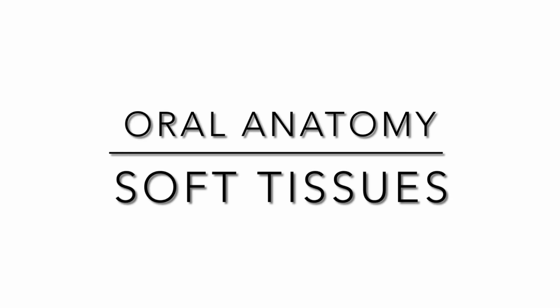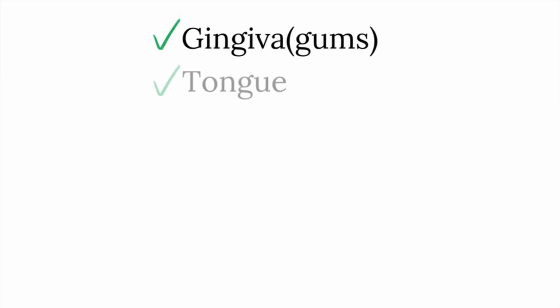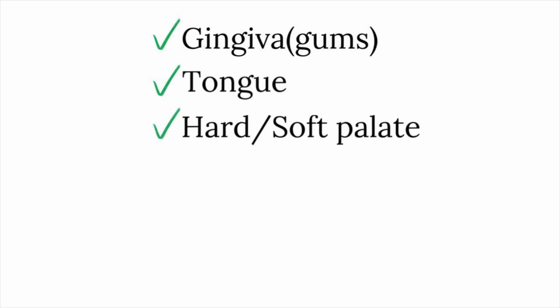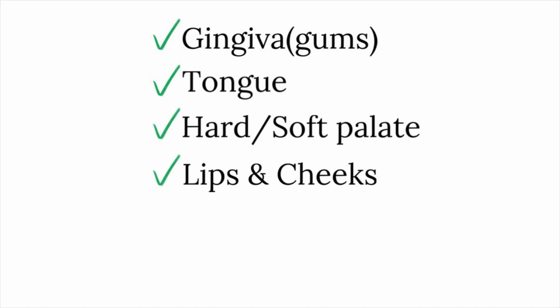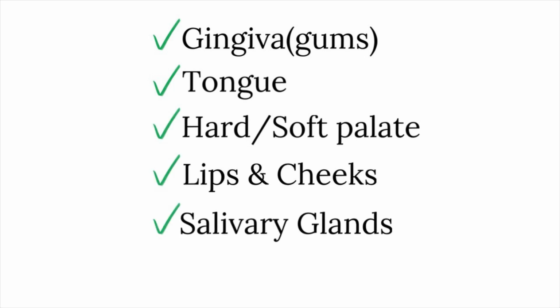In this section, we'll be talking about the oral anatomy of the soft tissues. The soft tissues of the oral cavity include the gingiva, the tongue, the soft and hard palate, the lips and cheeks, and oral mucosa, the salivary glands, and today we'll also be including the sinuses into the soft tissue and oral cavity.